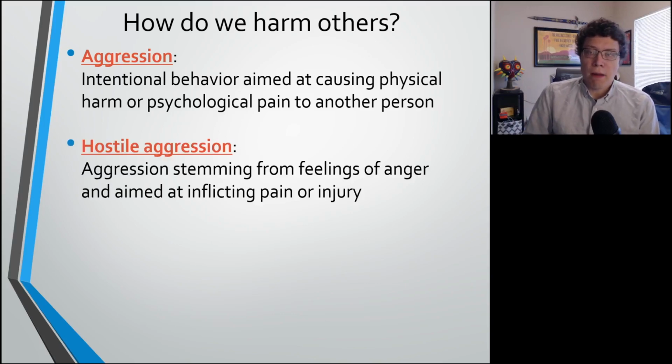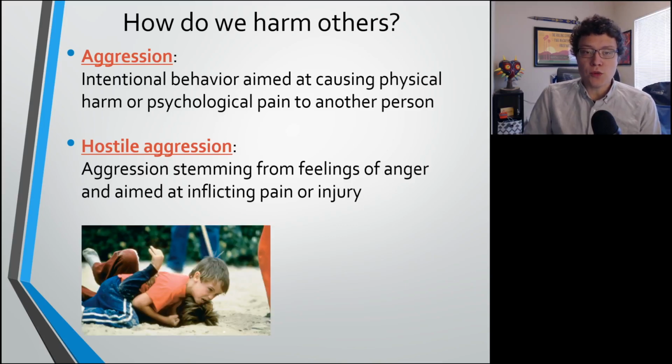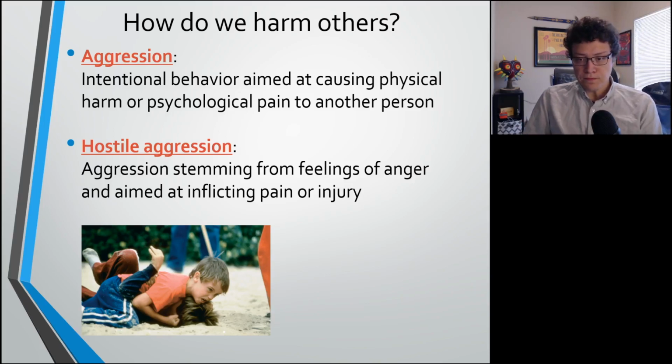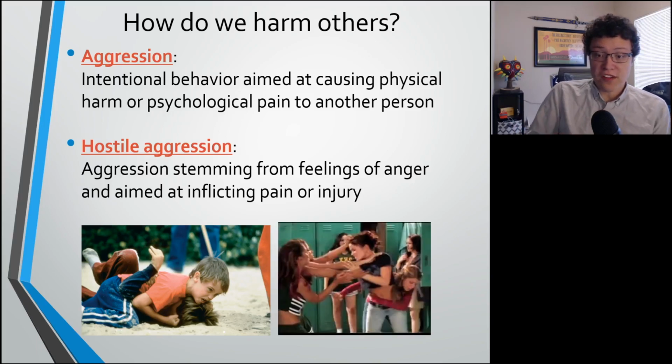The first type we can talk about is hostile aggression. So aggression stemming from feelings of anger and usually aimed at inflicting pain or injury. So this could be something where there is actually an intention to harm people. Notice that this is motivated by things like anger and hostility and genuinely wanting to hurt another person and inflict pain in that way.